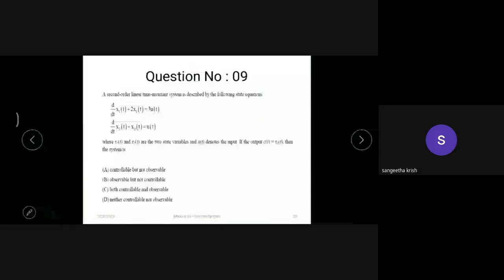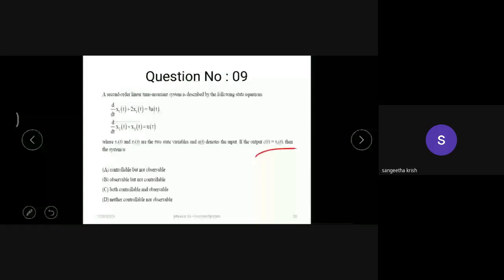Next, another interesting one. They have given two differential equations where x1 of t and x2 of t are state variables and u of t denotes the input. If the output c of t is equal to x1 of t, then is the system controllable, observable, or not controllable, not observable? They have given four different choices. They mentioned x1 of t and x2 of t are nothing but state variables, u of t is your step input, and c of t your output.